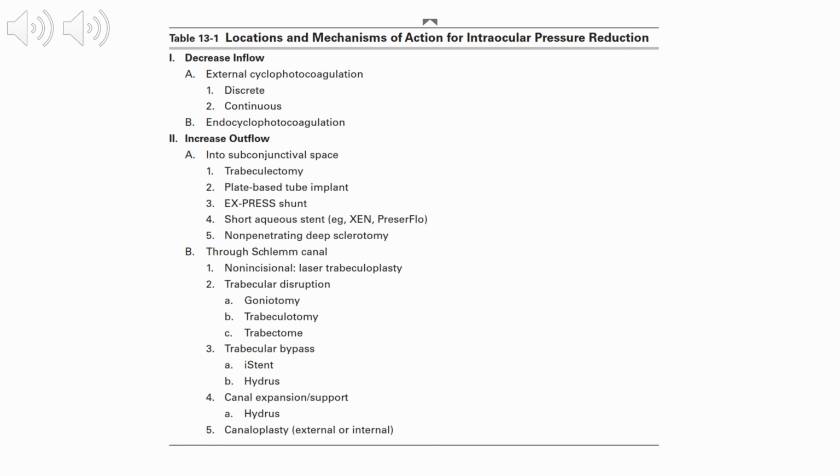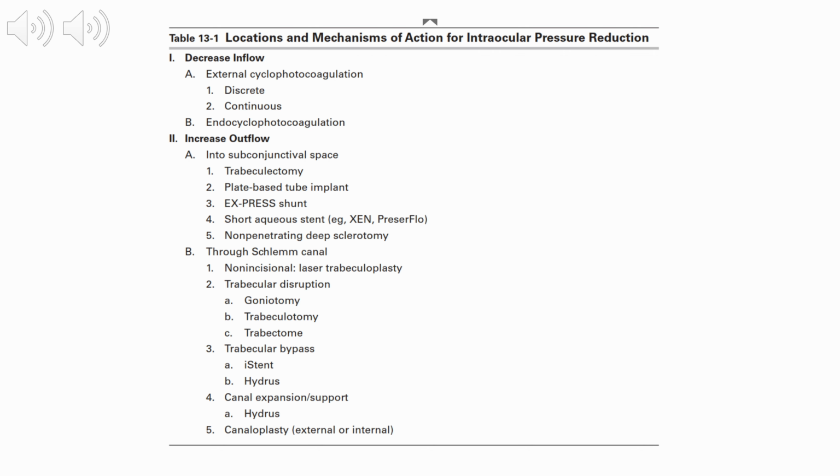Some procedures divert aqueous into the subconjunctival space, such as trabeculectomy, traditional tube shunts, the XEN device, short aqueous stents like Xen or PreserFlo, or the non-penetrating surgeries like deep sclerectomy. Another major group targets outflow through Schlemm canal. That includes non-incisional options like laser trabeculoplasty, as well as procedures that physically disrupt the trabecular meshwork, things like goniotomy, trabeculotomy, and the Trabectome. Others bypass the meshwork with devices such as the iStent or the Hydrus.